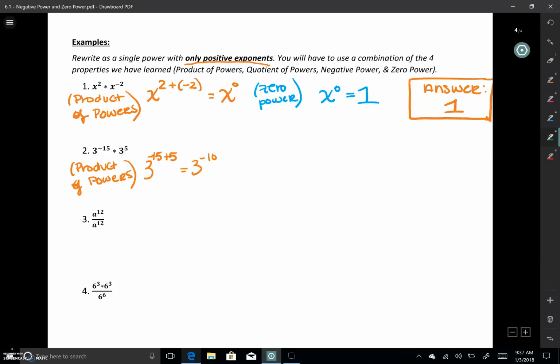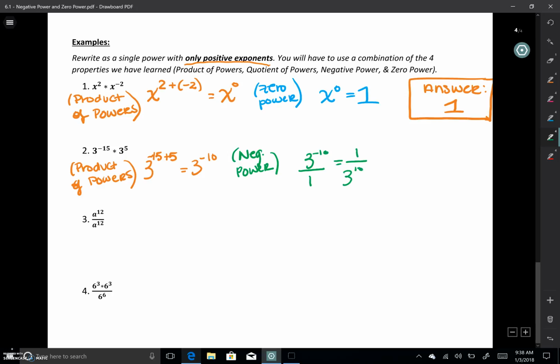From here, I'm now using the negative power property. Since I have 3 to the negative 10 and I don't want a negative exponent, I'm going to write this as its reciprocal. Remember, 3 to the negative 10th power is the same thing as 3 to the negative 10th power over 1. So its reciprocal will be 1 over 3 to the 10th. And now that exponent is positive. So my final answer, 1 over 3 to the 10th.